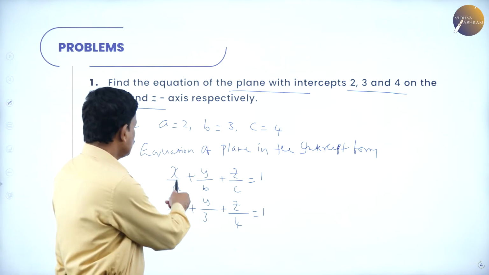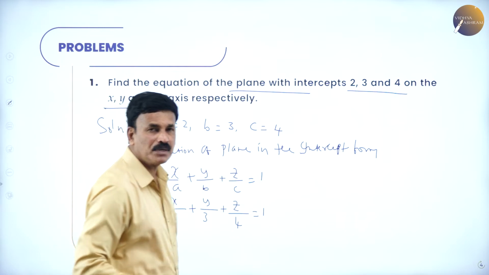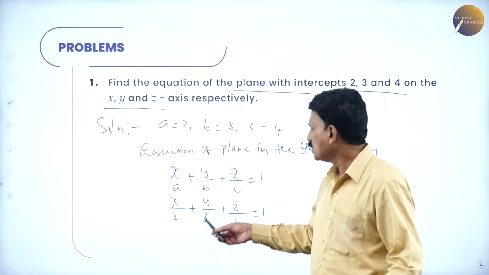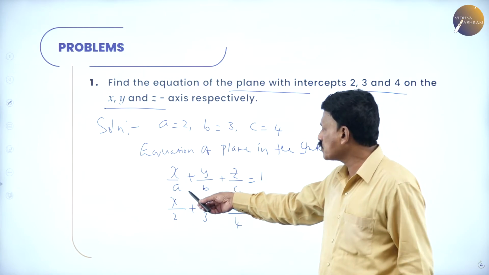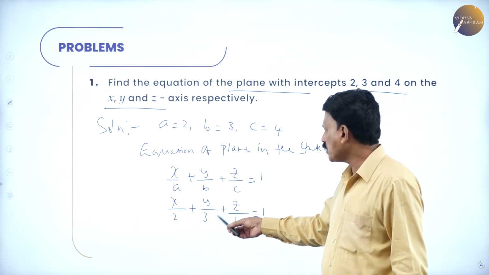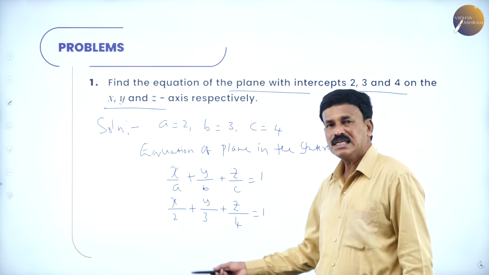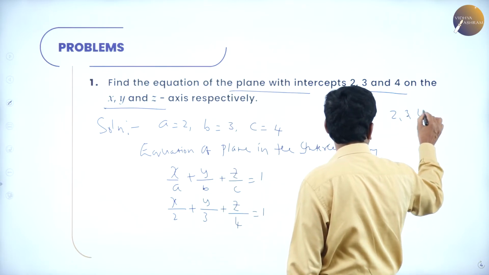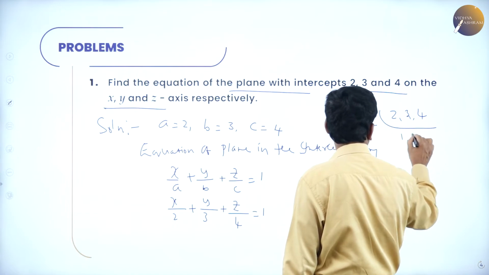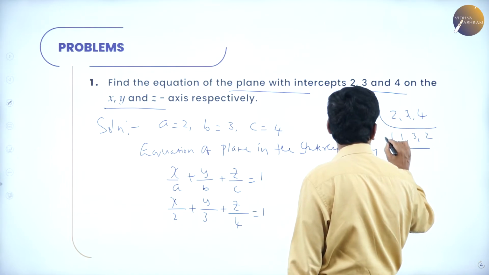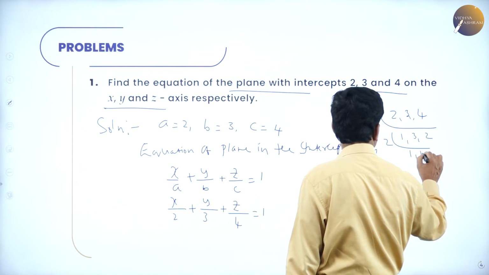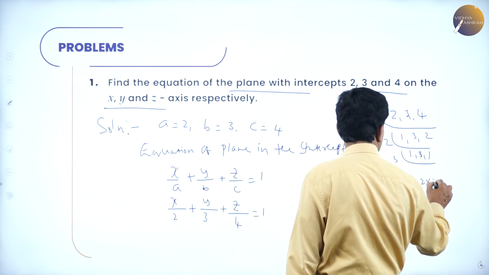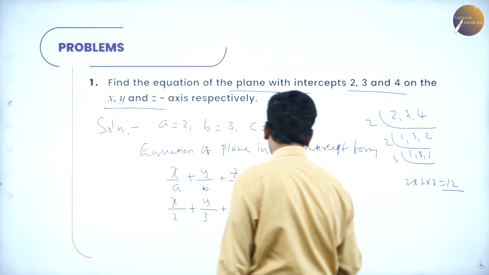See here, x by a plus y by b plus z by c is equal to 1 is the standard equation of the plane in the intercept form. Substitute the values of a, b, c: x by 2 plus y by 3 plus z by 4 is equal to 1. Take LCM and simplify. So the LCM of 2, 3 and 4 is 2 into 2 into 3, that is nothing but 12. So 12 is the LCM.